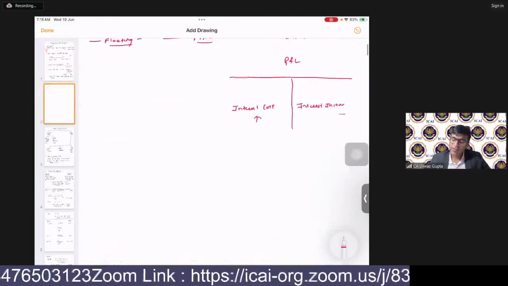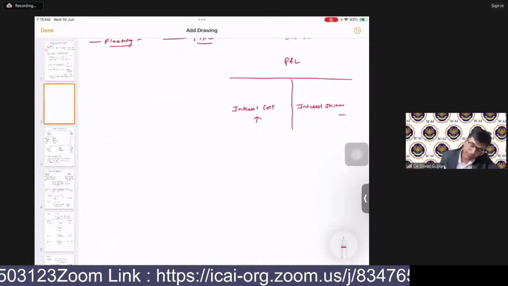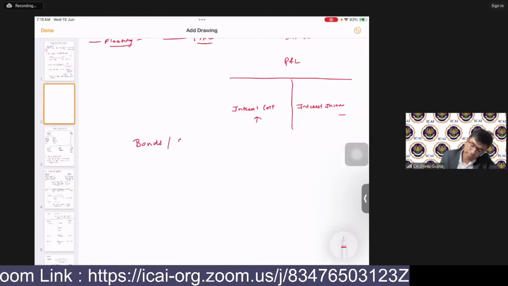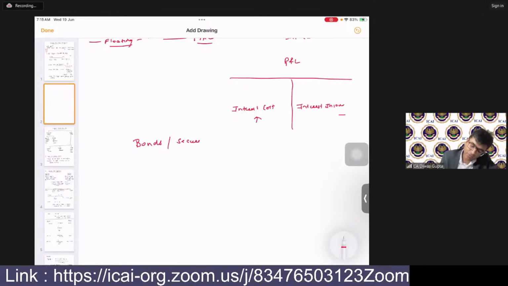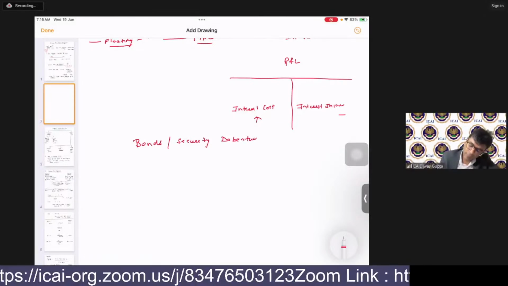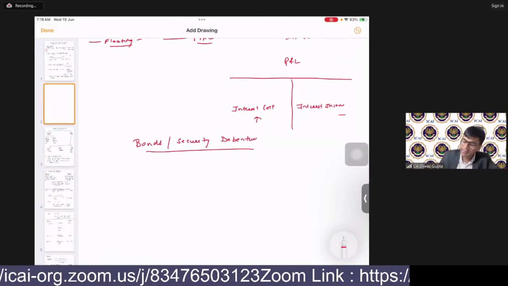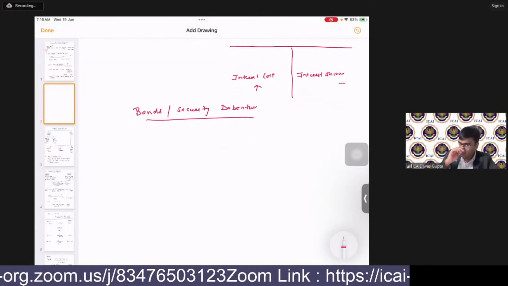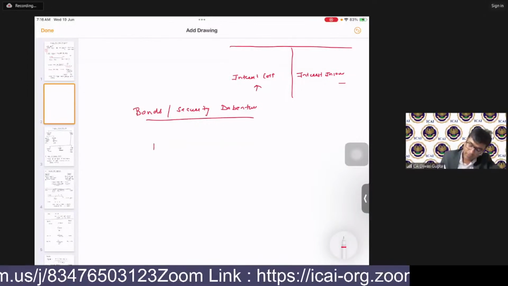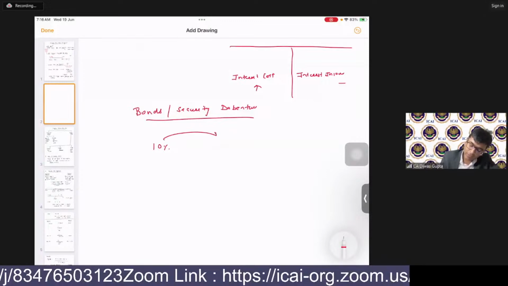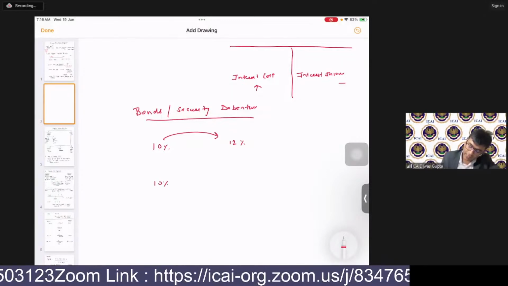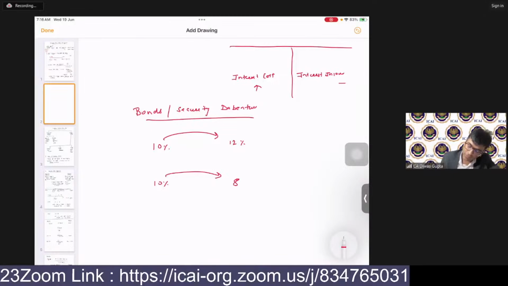Now, students, all of you have studied about bonds. Bonds, or let's say any security in the form of borrowing, let's say debentures. So, students, what happens? The moment interest rate changes, for example, from 10%, now the interest rate has increased to 12%. And here from 10%, the interest rate has moved down to 8%.